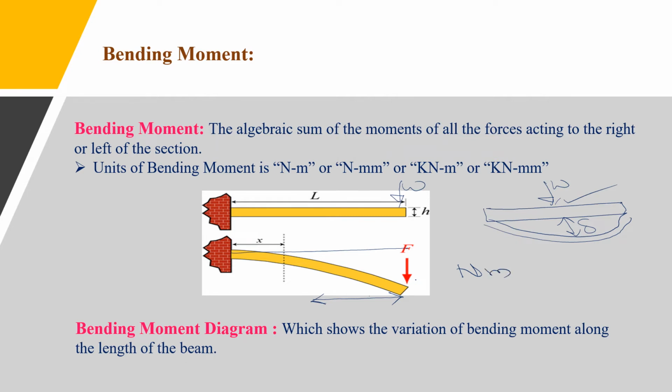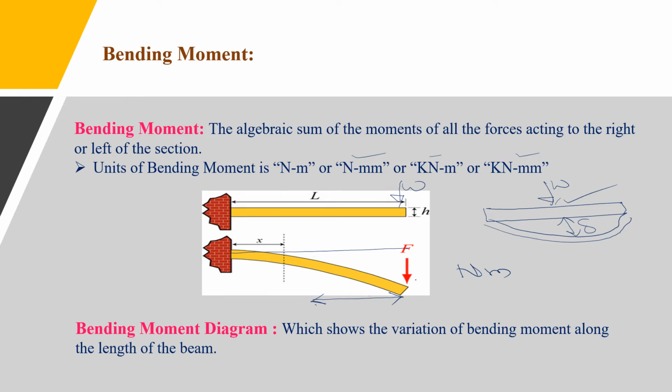So the units of bending moment are Newton meter, similarly sometimes Newton mm or kilonewton meter or kilonewton mm. These are the units of bending moment. And now see the bending moment diagram. Here the bending moment also changes from point to point, load to load in a beam. So the variation of the bending moment along the length of the beam is called the bending moment diagram.